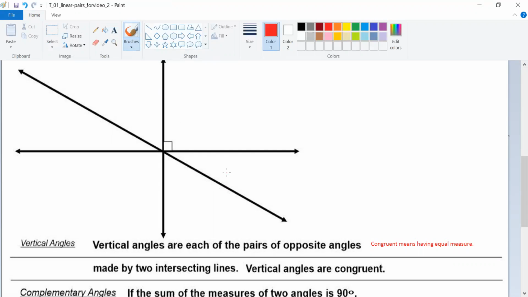Now, vertical angles are each of the pair of opposite angles made by two intersecting lines. So let's mention two vertical angles that we see in this picture. I'm going to say number 1 and also number 2. Those are vertical angles because the line that goes horizontal here and the other line that crosses it makes those two angles. So this one and this one will have the same exact measure. So if I said angle 1 is equal to 50 degrees, that would have to mean that angle 2 is also equal to 50 degrees.